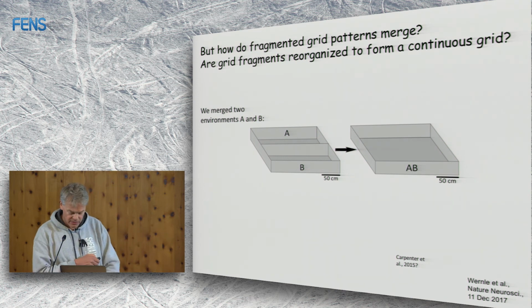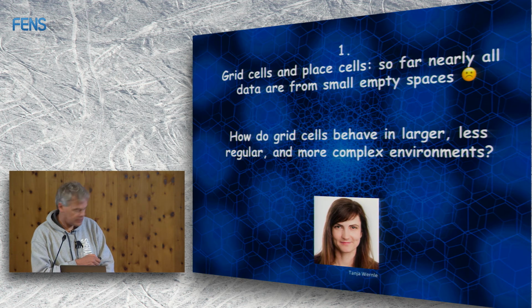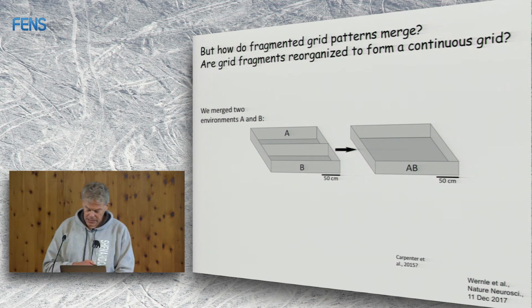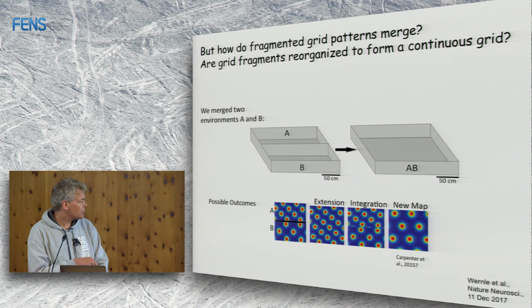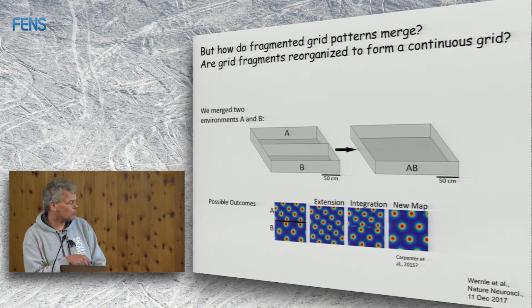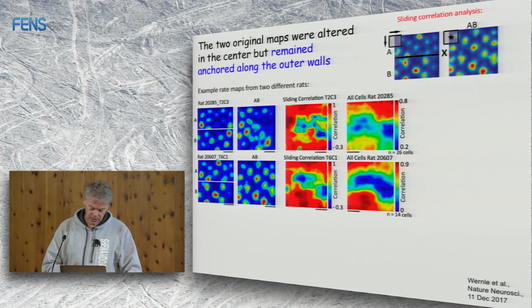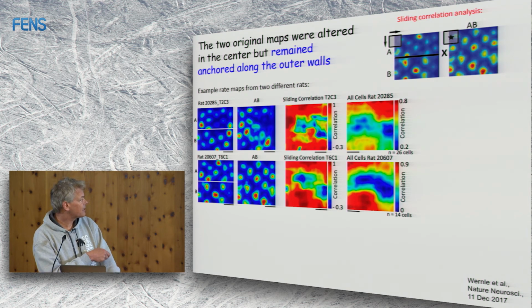So Tanja Werner in our lab, whom I showed early on here, trained rats in 2 rectangular boxes, and then she fused the boxes by removing the central division after a while, and then asked what happens. Do you retain the original grid patterns, or is it a winner-take-all effect, where one is just extended into the other? Or is there some sort of integration of the patterns into a single grid, or is a completely new map formed? So many possibilities.